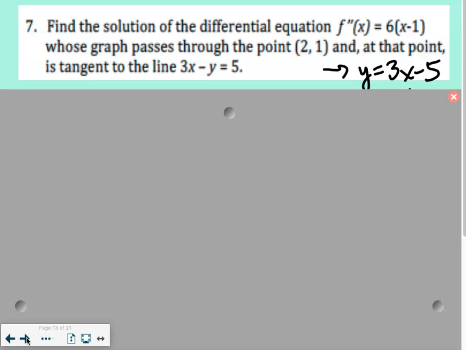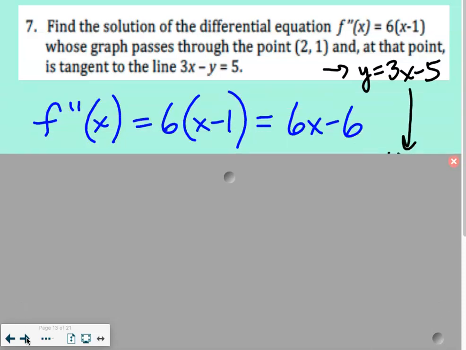What does a derivative give you? Slope of the tangent, right? So what this says is, at the point (2, 1), the slope of the tangent is 3. In other words, f prime of 2 equals 3, and then f of 2 equals 1.